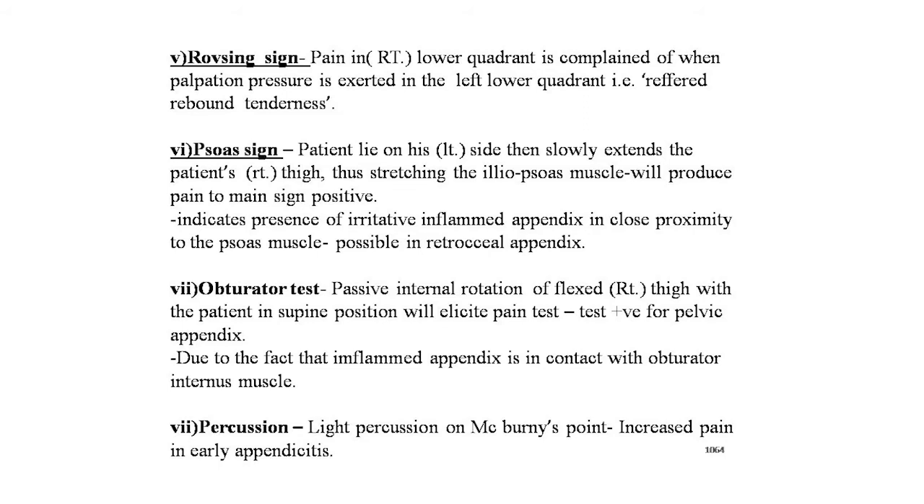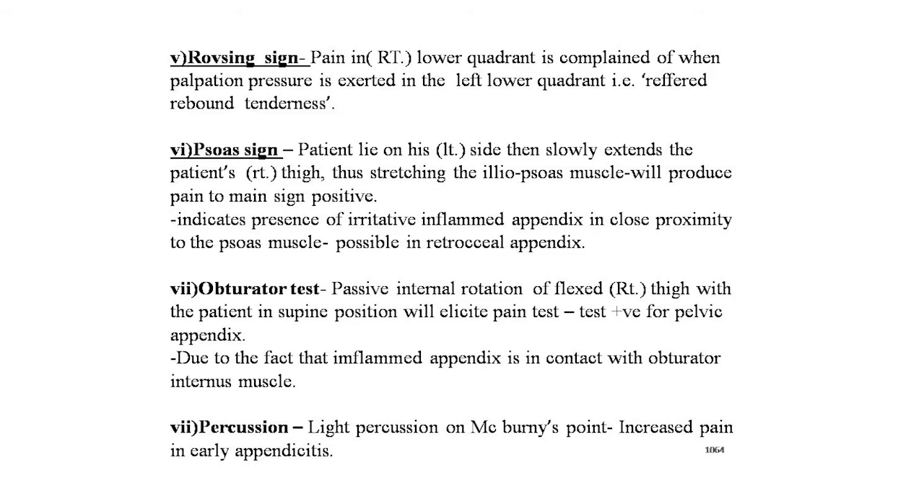The patient lies on his left side, then slowly extend the patient's right thigh, thus stretching the iliopsoas muscles, which will produce pain. The sign is positive. It indicates the presence of an irritated inflamed appendix in close proximity to the psoas muscle, possible in a retrocecal appendix.